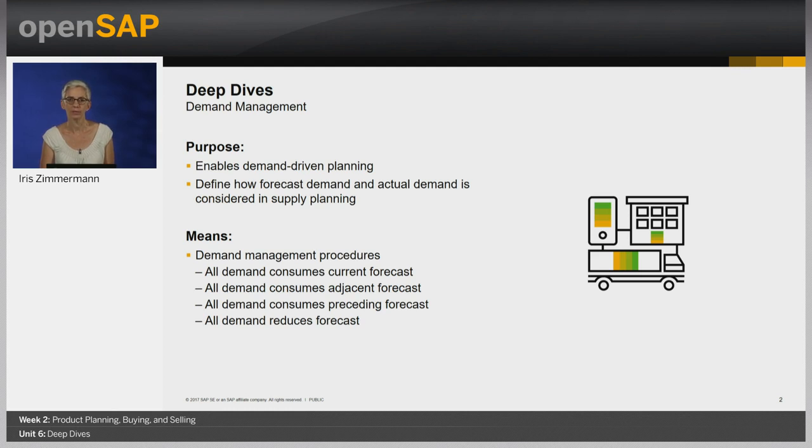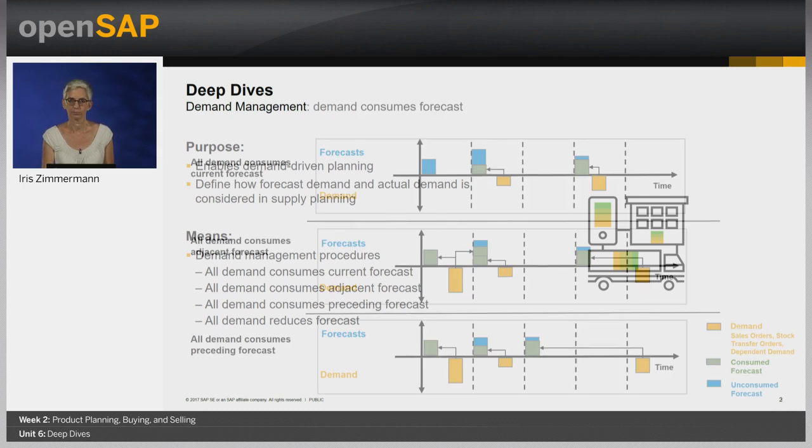The first three demand management procedures consider actual demand, but differ only in the bucket for which the consumption takes place. In the fourth procedure, all demand reduces forecast. The actual demand is not considered in supply planning. Forecast is reduced as soon as the quantity is delivered to the customer. Now, in the next slide, I will illustrate the first three demand management procedures.